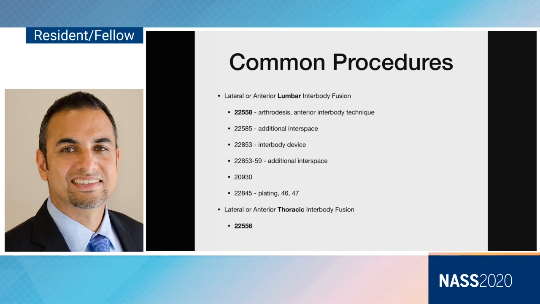The additional consideration is that if you performed a standalone ALIF, let's say, and you put the screws through the cage itself, oftentimes that's the way that the jig is manufactured, or the design of the device, then you cannot add the 22845 for separate plating. And that's some of the reason why the coding may be going away for that aspect. If you're doing the same lateral or anterior interbody fusion in the thoracic spine, the only difference is that initial code, which is 22556 as opposed to 22558.